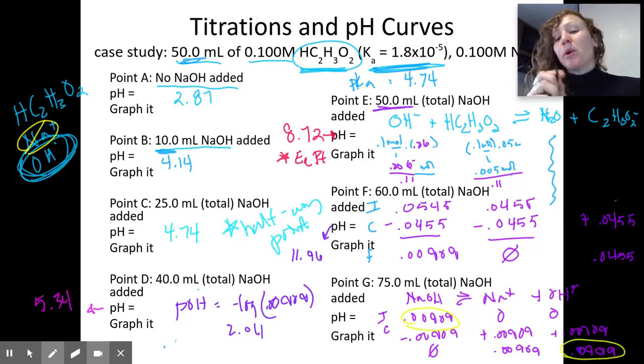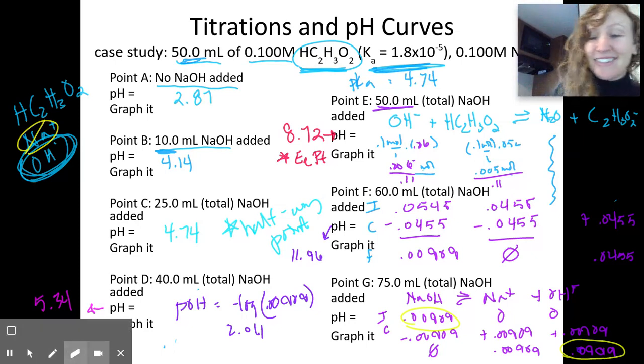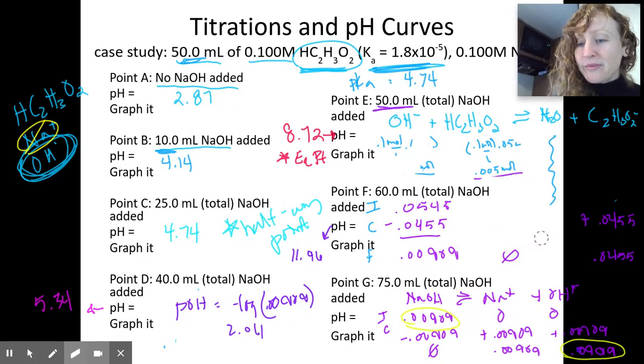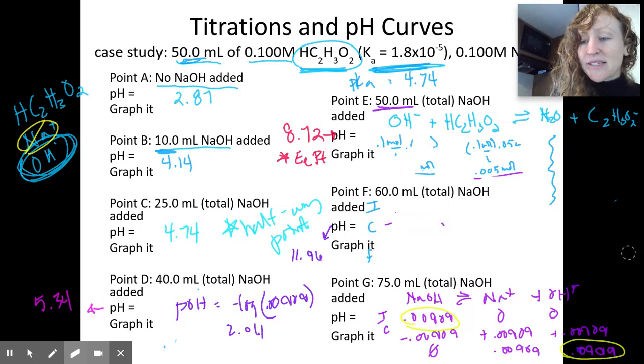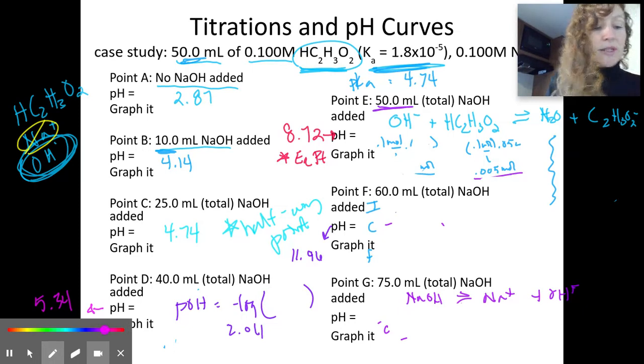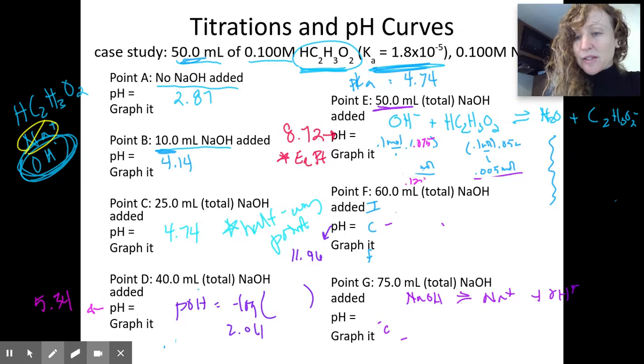Now, what happens between point F and point G? What happens once you have accumulated some hydroxide and you add more? Let's find out, shall we? One more calculation here. So our new total volume is going to be 75 plus the 50. There we go. I think you got it all erased. Let's do this in pink, shall we? Okay. So we have 0.075 for our hydroxide. 75 plus 50 is 125, so 0.125 as our total volume.